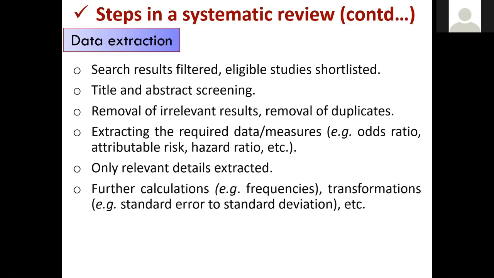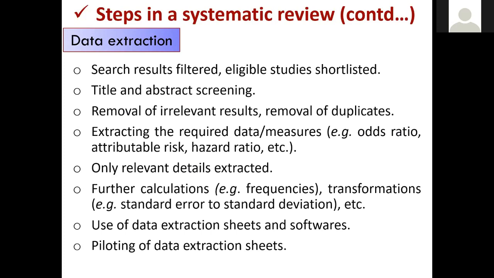But sometimes it so happens that additional calculations are required for the reviewer. For example, for transforming some amount of data, like converting standard error to standard deviation, or for calculating frequencies from counts and so on. And it is always a good idea to use data extraction sheets and software and do a pilot trial of the data extraction sheets.